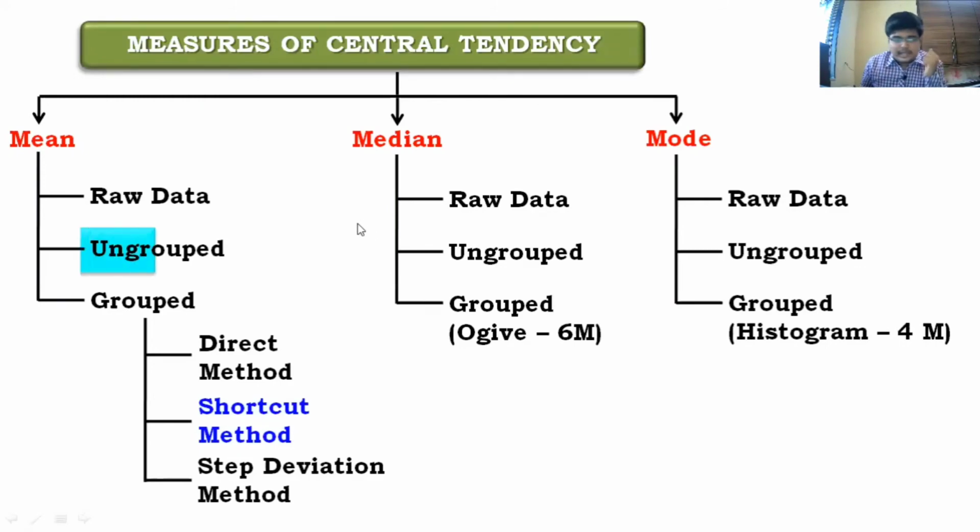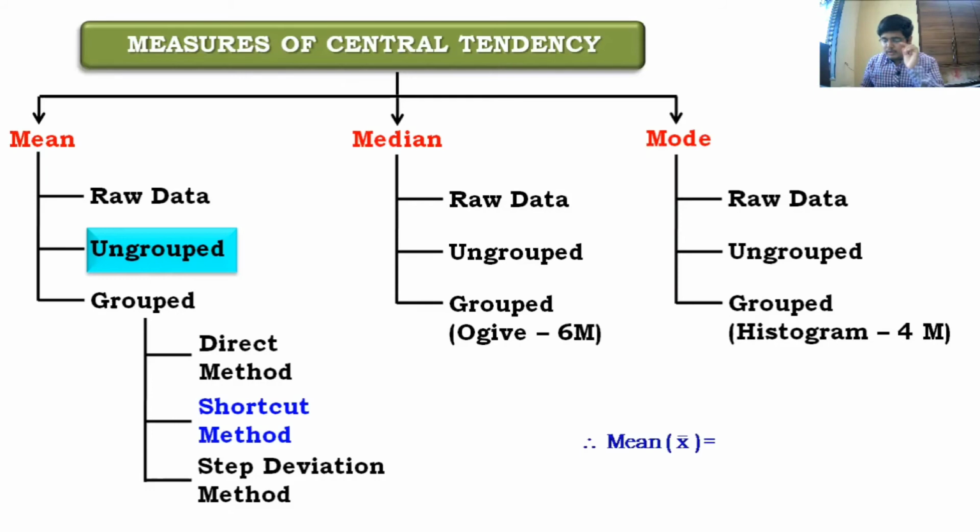So now we'll move to the next type, which is ungrouped data. Now here, it's a new type. Ungrouped data means a tabular arrangement where the class intervals are not given. So we have the variable x and we have the frequencies f. So here the formula, understand the formula. It's a very simple formula.